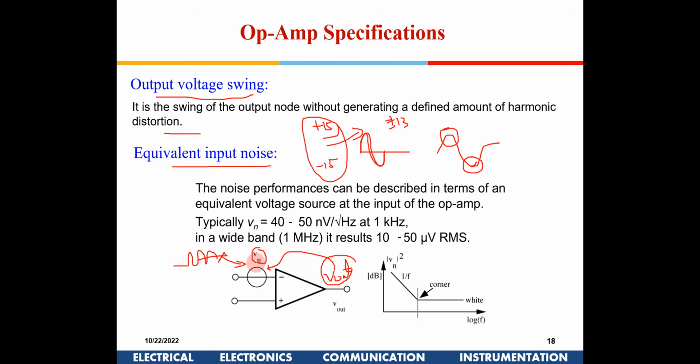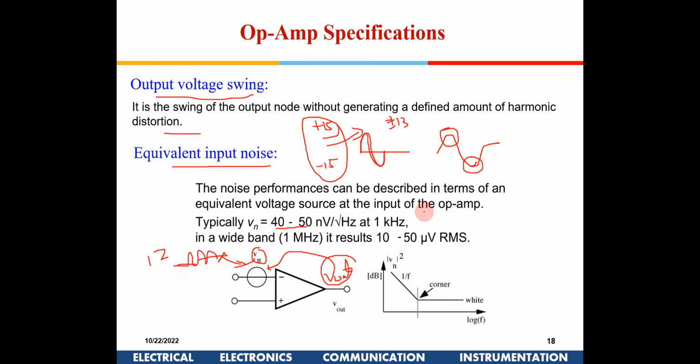So what is the advantage of referring it to the input? Because it gives a reference. If this is typically 40 to 50 nanovolt, then I will say my signal should be at least a few microvolts, around 1 or 2 microvolt or above. It should not be in nanovolts, because the noise itself available here is 40 to 50 nanovolt. So that is the reason. That is equivalent input noise.